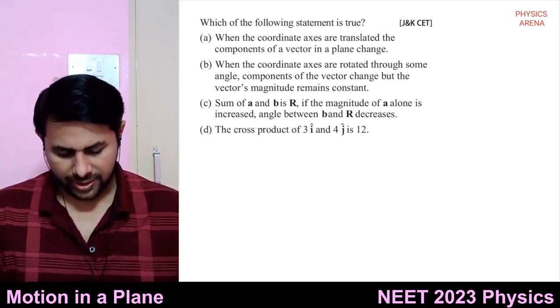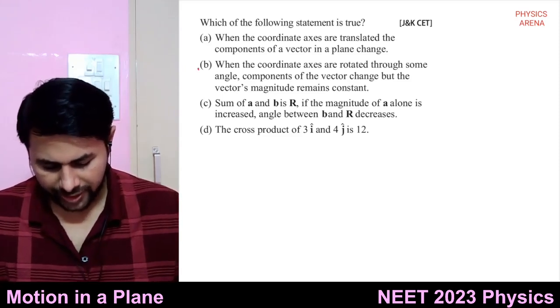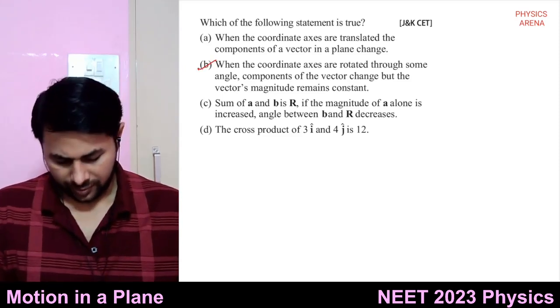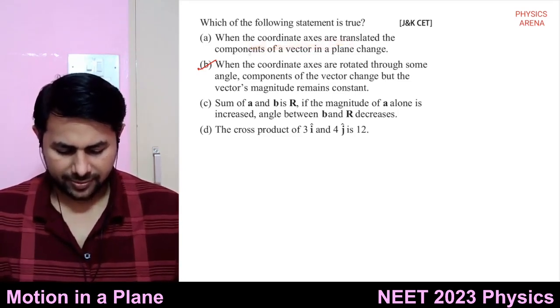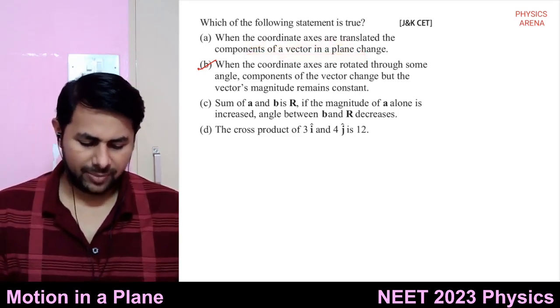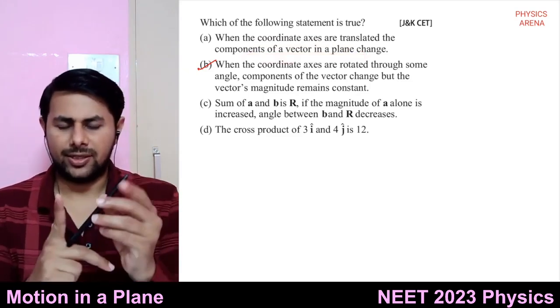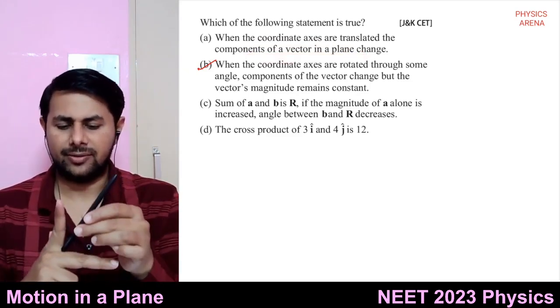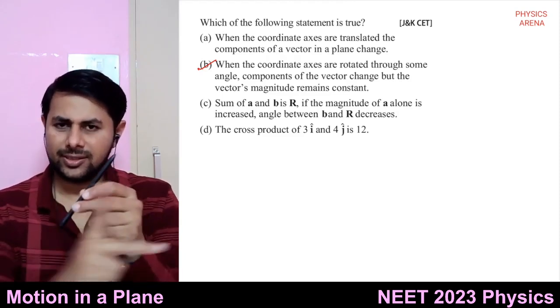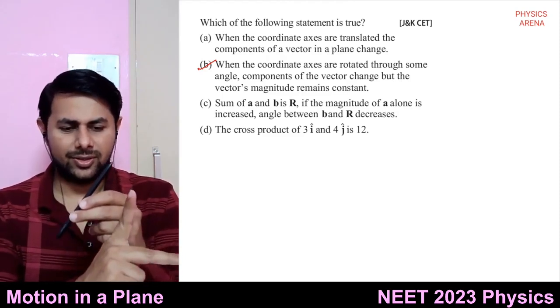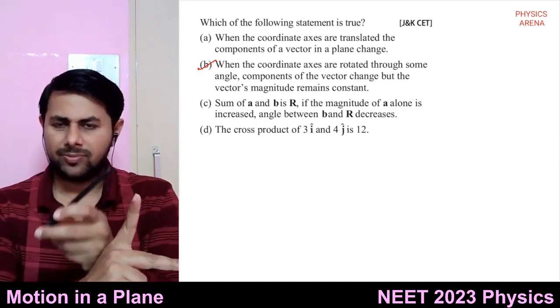So the other three, do you want to check? When the coordinate axes are translated, the components of a vector in a plane change. So see, this is my x and y. If I translate them, if I move them like this, this is translatory motion. So will the components of this vector change?